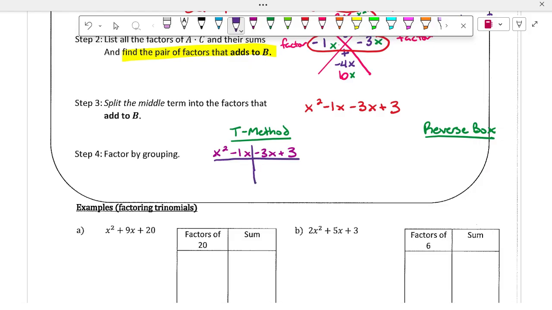Yes, sir. No, you could have put the -3x first and got the exact same thing.